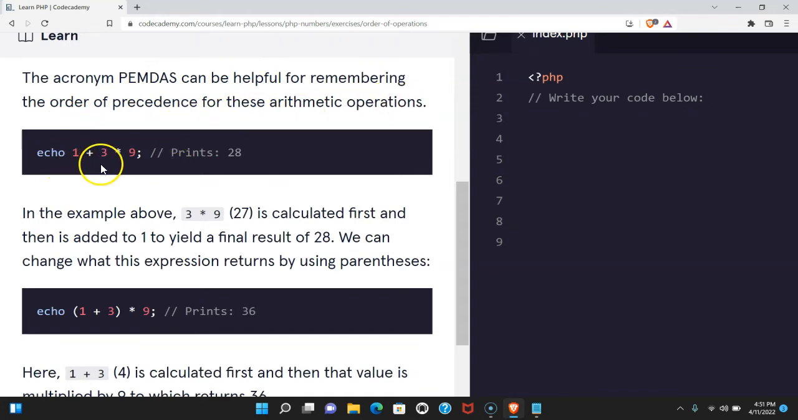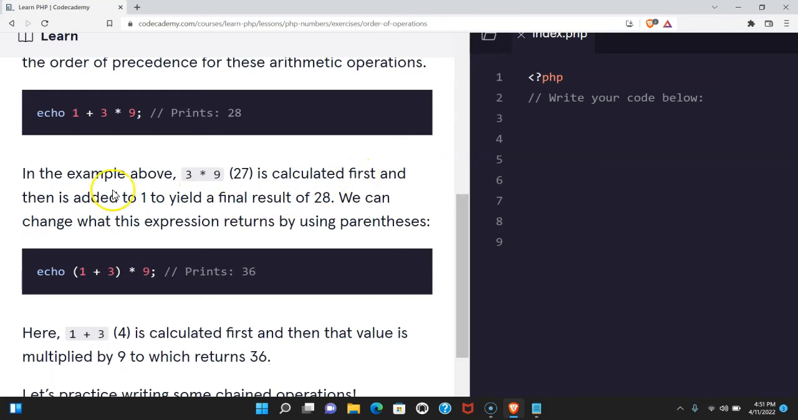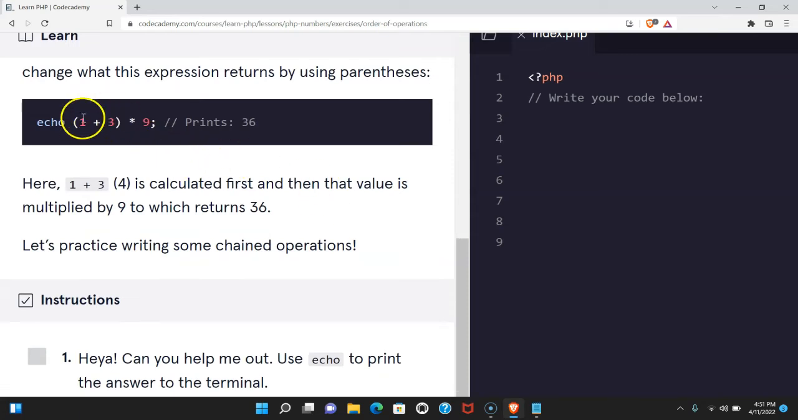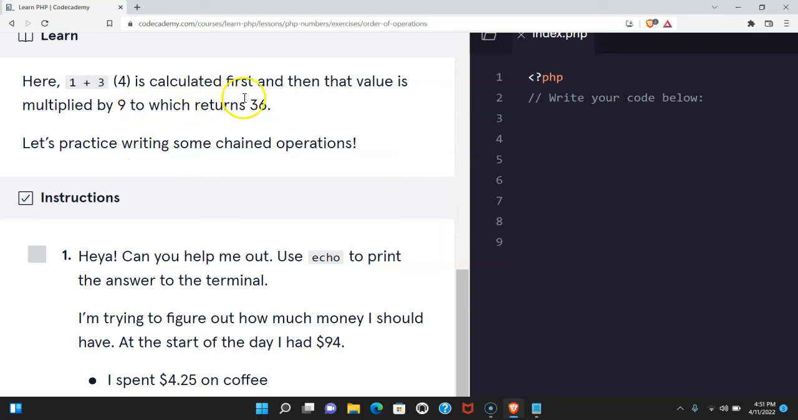Here we have echo 1 + 3 * 9, which would print 28, and that is because it first does the multiplication. 3 times 9 is 27, plus 1 is 28. In the example above, 3 times 9 is calculated first and then is added to 1 to yield the final result of 28. We can change what this expression returns by using parentheses. Here we would do 1 + 3 first and then multiply that by 9, which would print 36. Here, 1 plus 3 is calculated first and then that value is multiplied by 9, which returns 36.